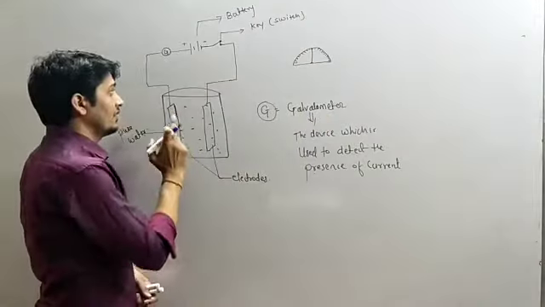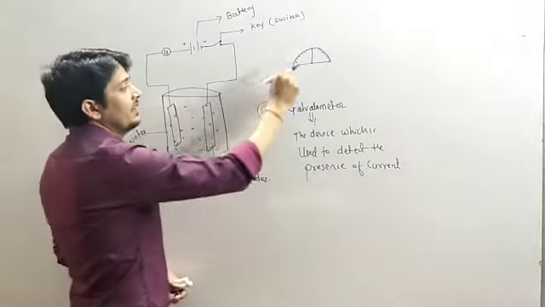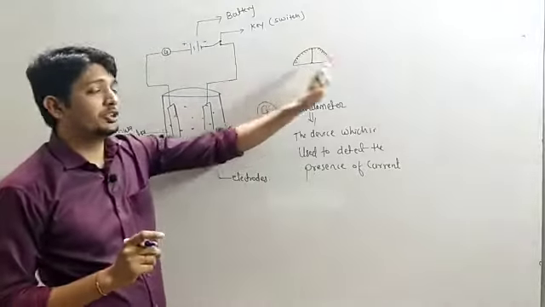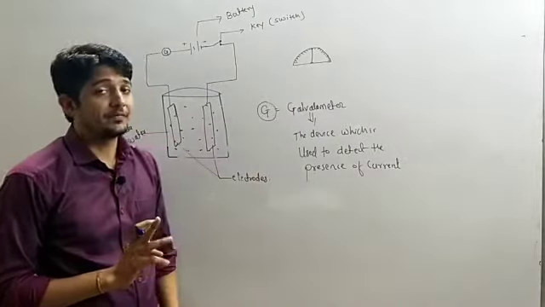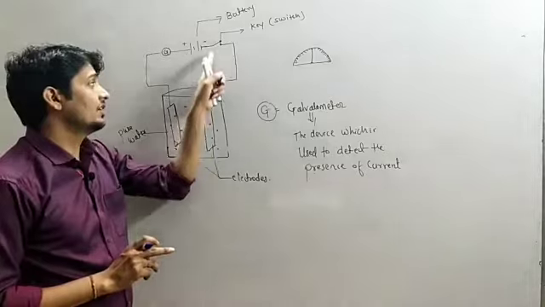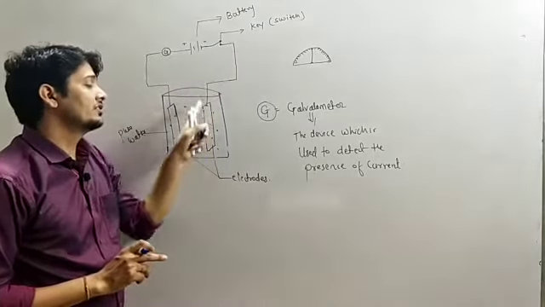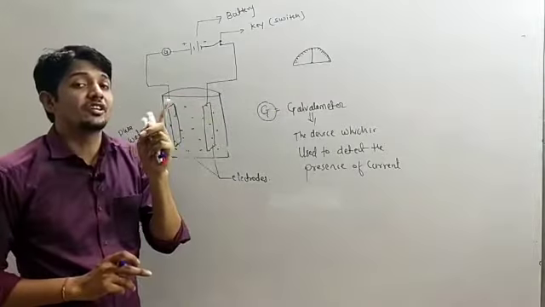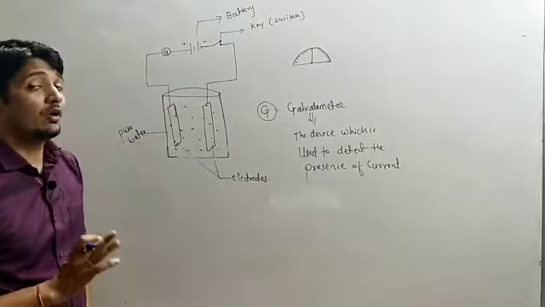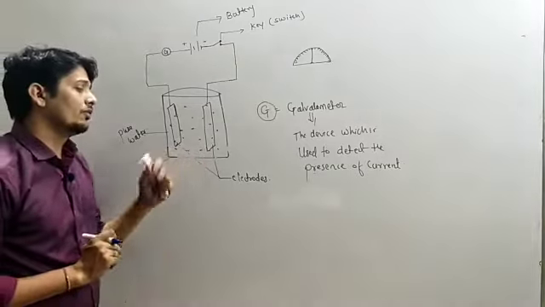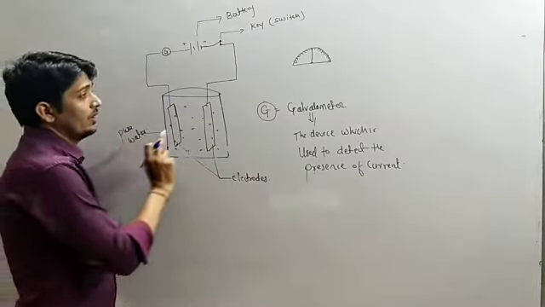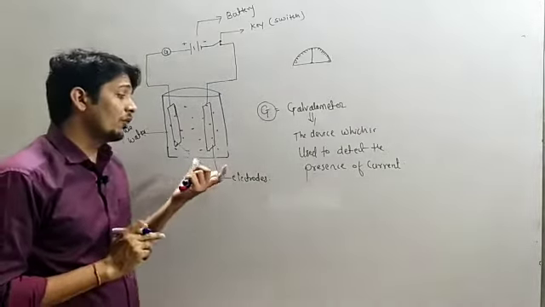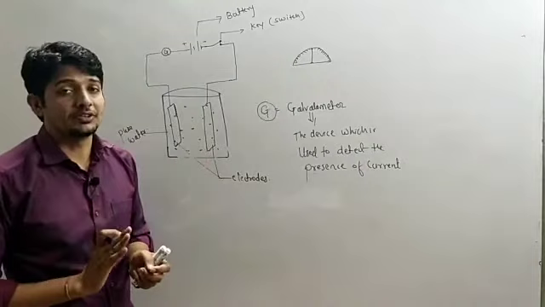So when current starts flowing in the circuit, the hand of the galvanometer shows deflection, whether on the positive side or on the negative side. When we start the key, then current starts flowing through the conductor, and the galvanometer shows deflection. That means there is a presence or flowing of current. But in pure water, the galvanometer shows no deflection, because electricity cannot pass through pure water.